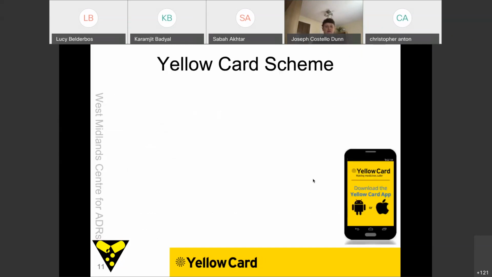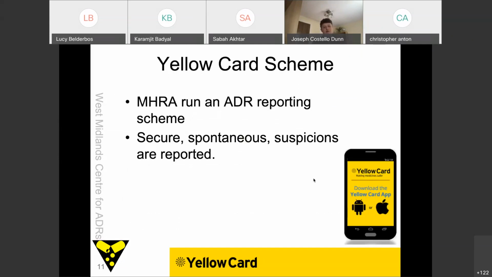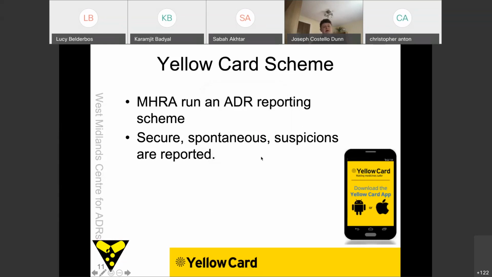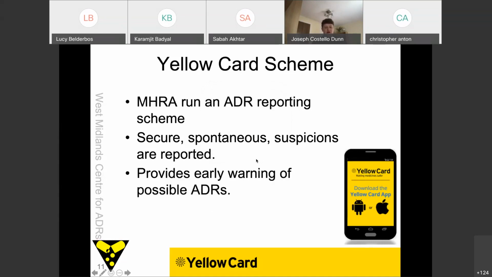So the yellow card scheme is the MHRA run ADR reporting scheme. And it's a secure system whereby the reporter details and the patient details are confidential and secure. The reports are spontaneous and only suspicions are reported. And it can provide early warnings of ADRs. And most importantly, it provides real-world data.